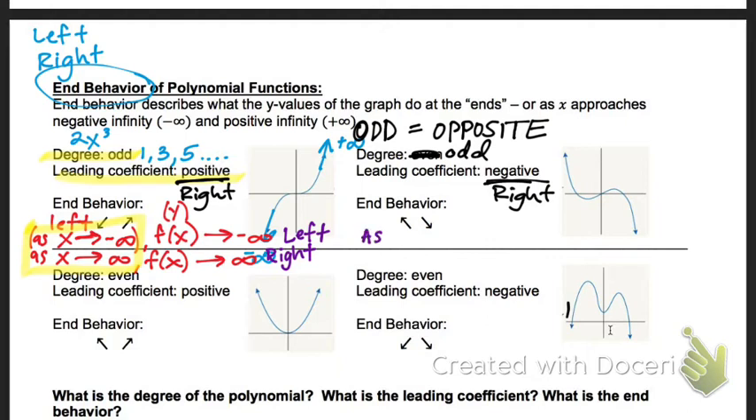So as x approaches negative infinity, as x approaches positive infinity. And you don't have to put the plus sign. I sometimes do. I'm not going to take off for it either way.